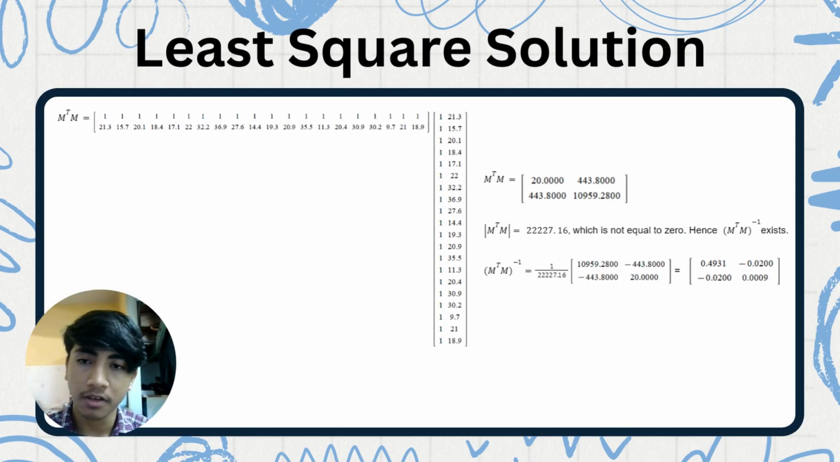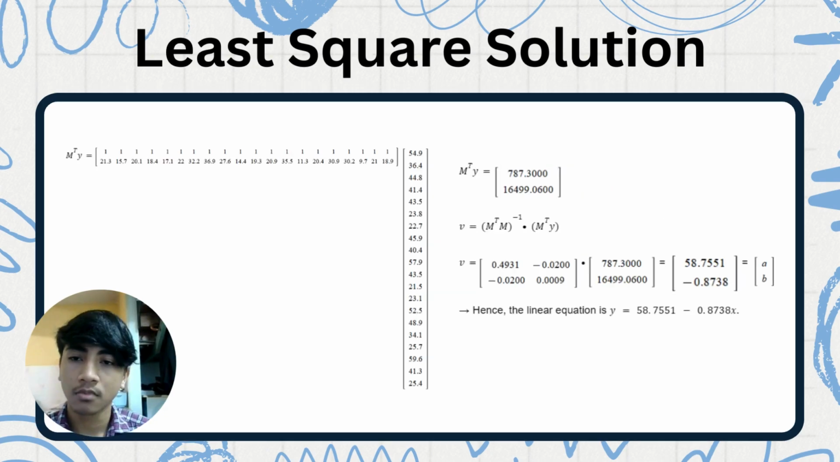First, we find m transpose multiplied with m and find the determinant. Our value for the determinant is 22227.16, so the value is not equal to 0. Hence, the inverse of m transpose m exists. Next, we find m transpose multiplied with y, and after we get the value, we substitute it into the equation, which is m transpose m inverse multiplied with m transpose multiplied with y.